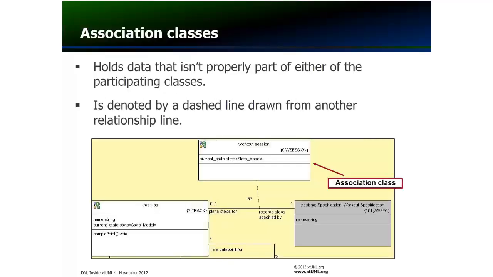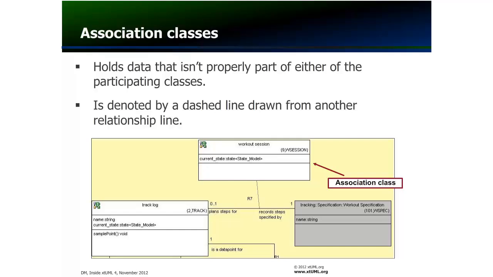Association classes are used to contain attributes that hold data that isn't properly part of either of the participating classes. These association classes often appear when the participating classes are linked by multiple occurrences of the relationship, and it is the associative class that contains the information that uniquely identifies each occurrence. An associative class is denoted by a dashed line drawn from another relationship line.